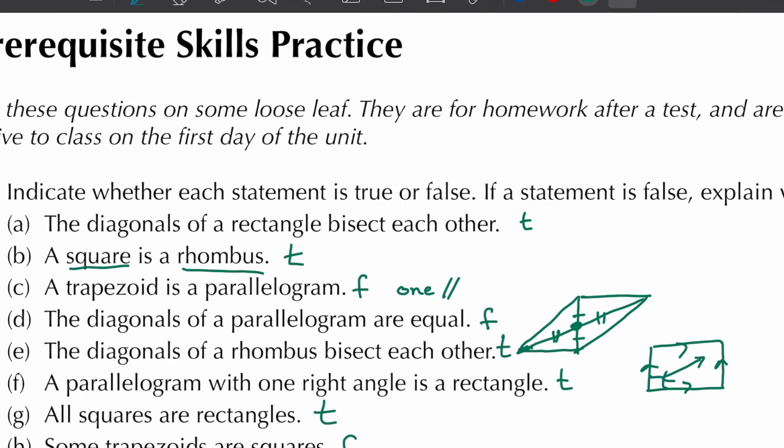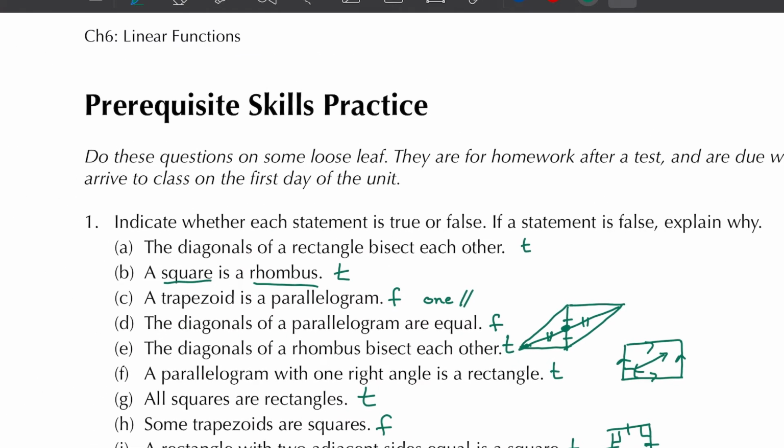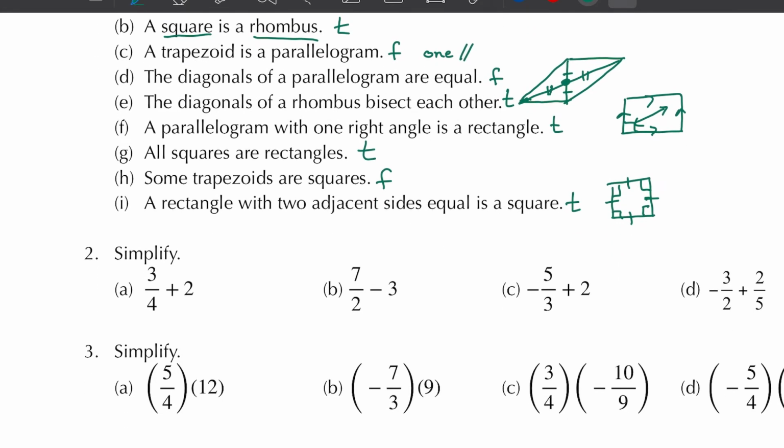Letter I, a rectangle with two adjacent sides equal is a square. Adjacent means next to. So if we draw a rectangle, a quadrilateral, it's a parallelogram with 4 right angles, and this side are equal, well then they all have to be equal. So this is a true statement as well. So it's just, do you understand the definitions of these terms?